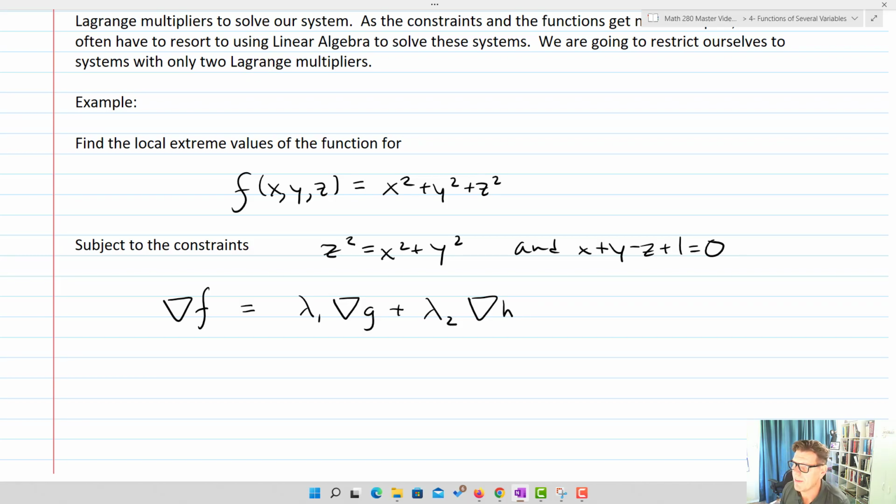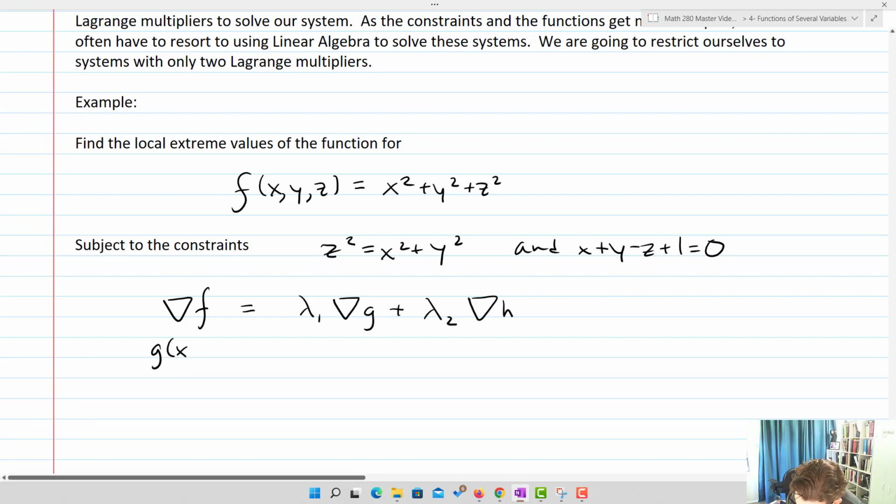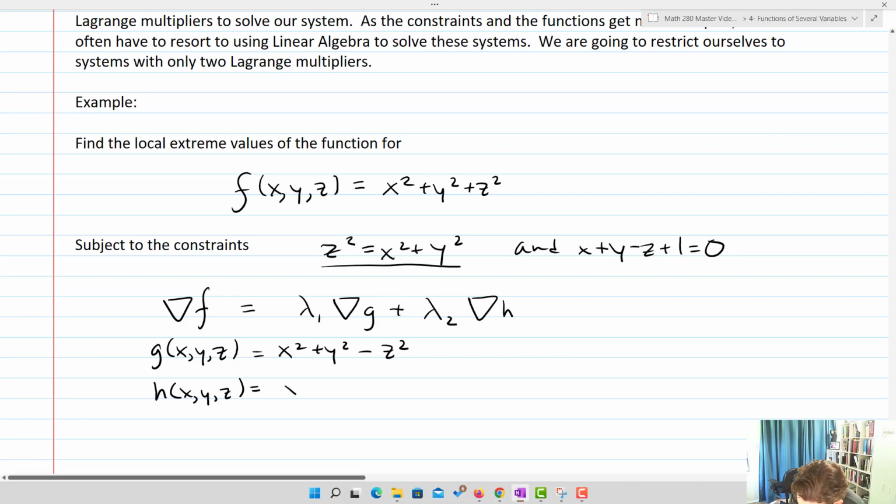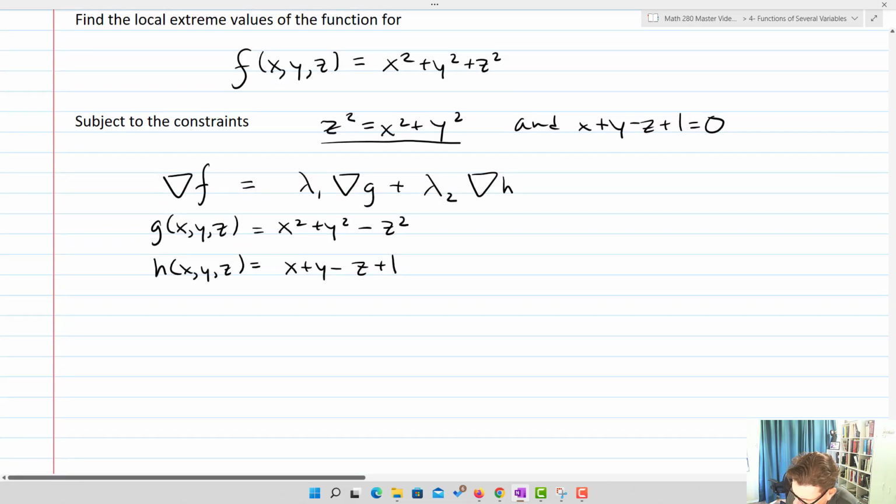And we would do that for every single constraint that we possibly have. What it does is expand the system of equations that you're working with. So we're going to set this up. We're going to have g of x, y, z. This is going to be our first function. It's going to equal x squared plus y squared minus z squared. And then we'll have h of x, y, z equal to x plus y minus z plus 1. So now those are our constraint functions.